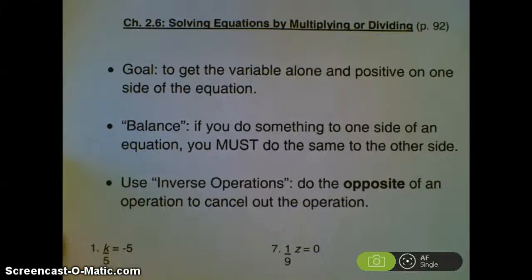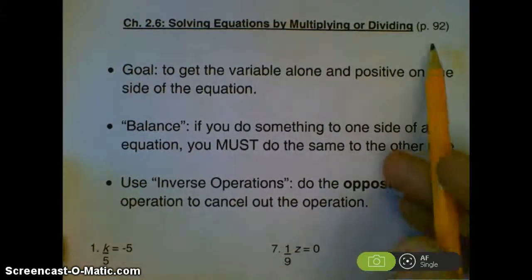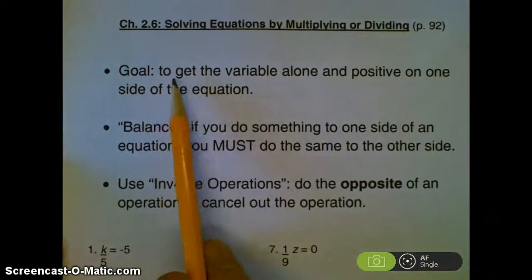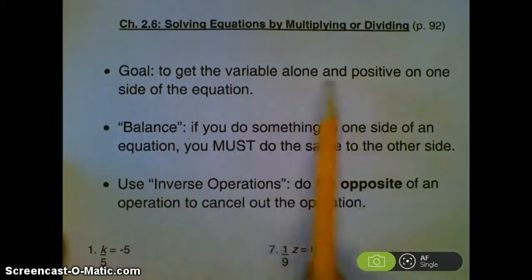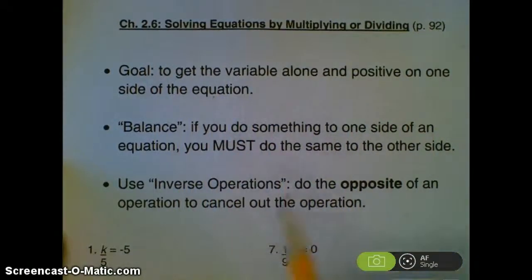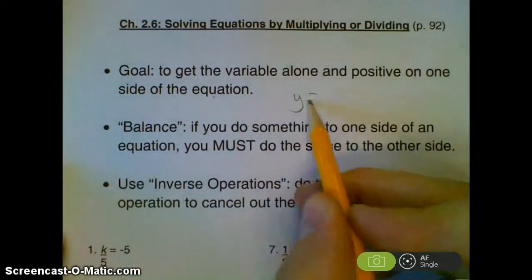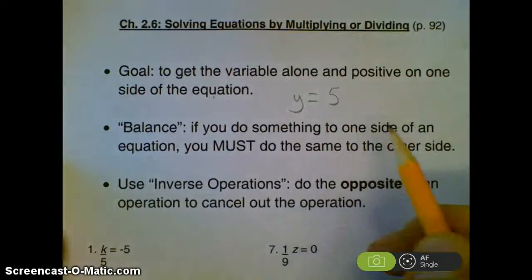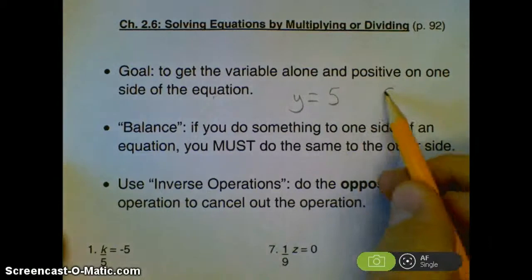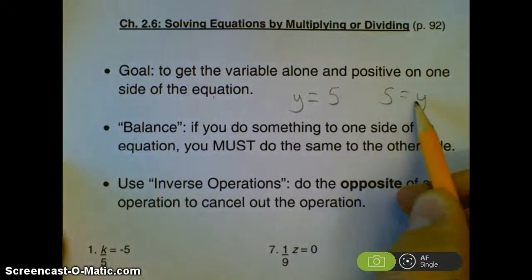Chapter 2, Section 6 is about solving equations by multiplying or dividing. It starts on page 92. Once again, when you solve an equation, you're trying to get the variable alone and positive on one side of the equation. So it might look like y equals 5. That would be a solution because I've got a variable alone and positive on one side of the equation. 5 equals y is also a solution.